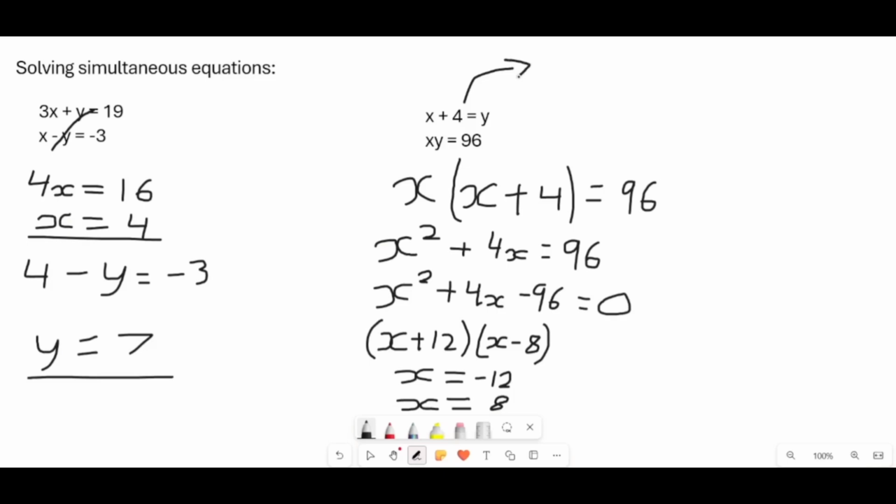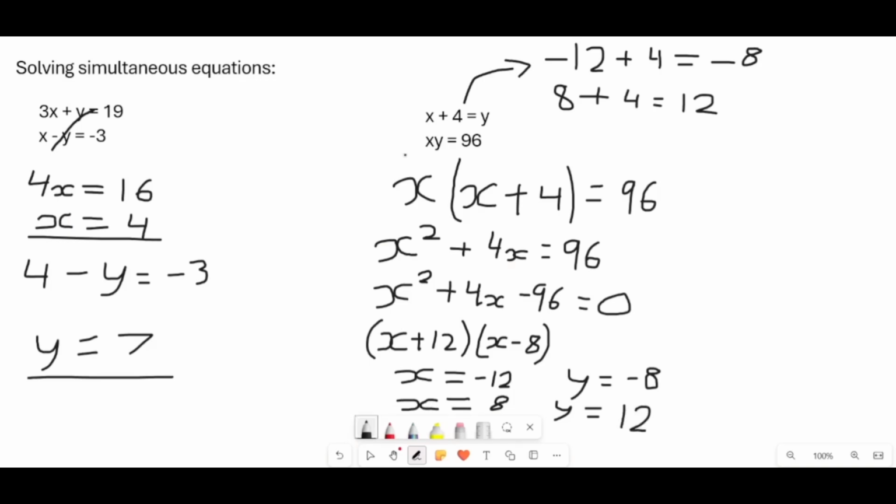For this one, I would use this top equation, but it really is up to you. And so you're just going to substitute it in. So for this one, we're going to say minus 12 plus 4 equals minus 8. And so we know when x equals minus 12, y equals minus 8. And similarly, we're going to think, okay, x equals 8, so 8 plus 4 equals 12. So we know that when x equals 8, y equals 12. This second type of simultaneous equation here, where we're using substitution, that's going to be the focus of the video.